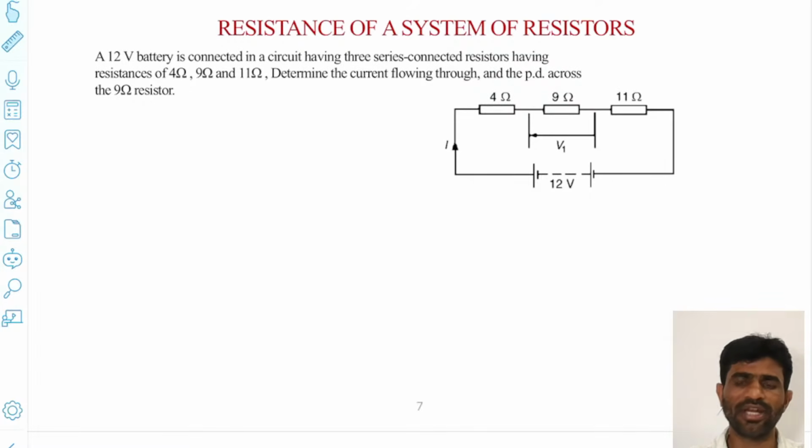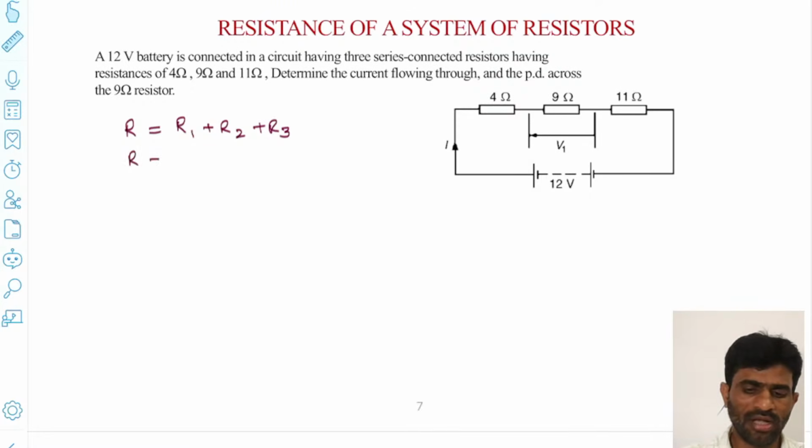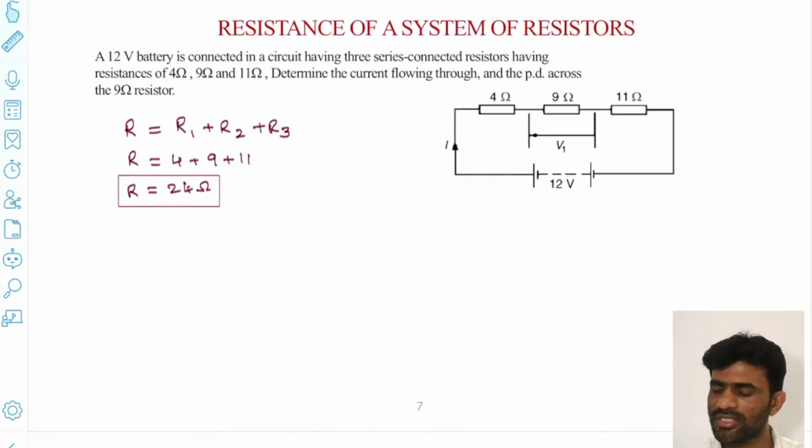So here we have to find the total resistance first. Because all resistors are connected in series, the effective resistance is going to be R is equal to R1 plus R2 plus R3. Then what is R? R is equal to 4 plus 9 plus 11. So R is going to be 24 ohms. So this is the total resistance. Total resistance we got.